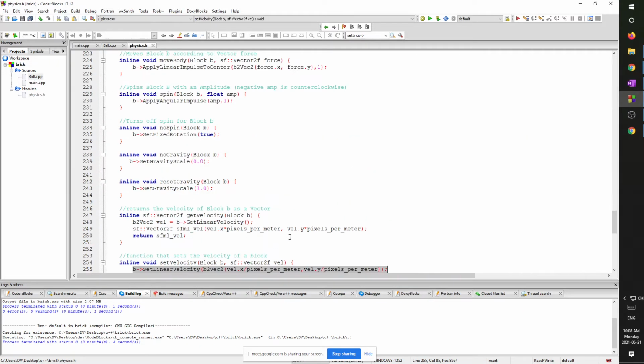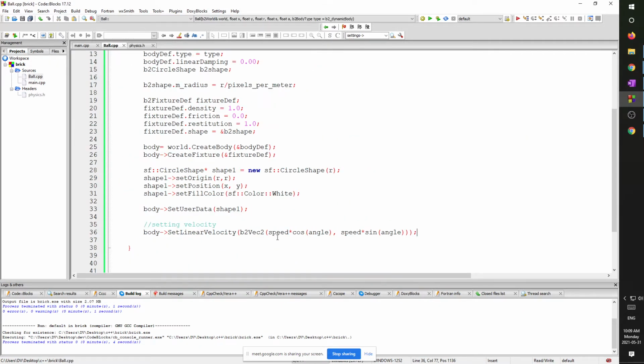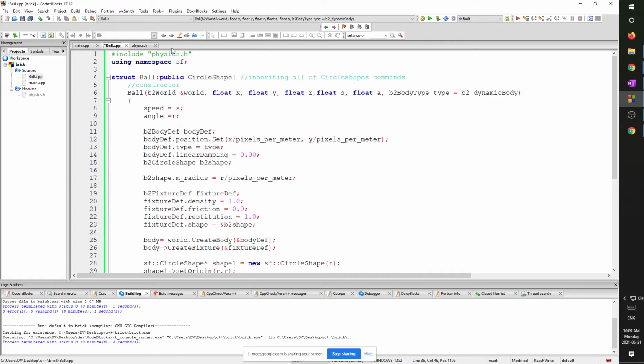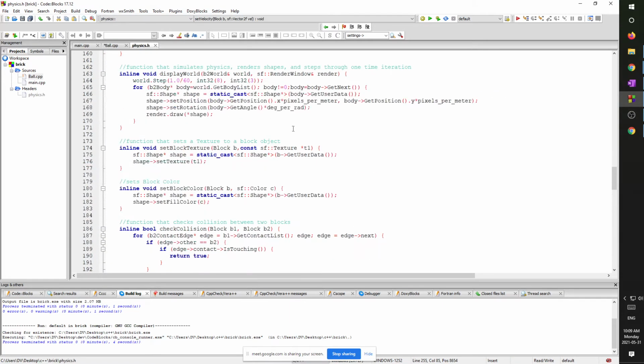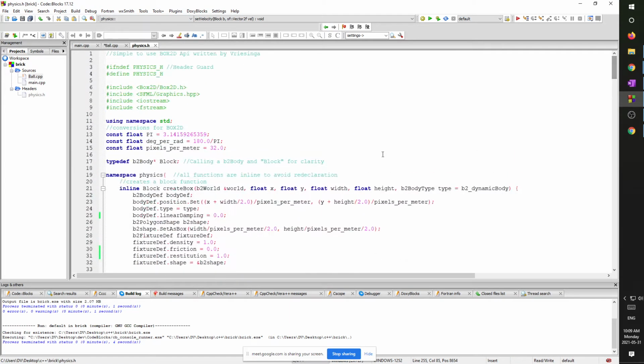So I'm going to slow this down by dividing the speed by this special number. It's a number that's included in Box2D to convert from meters to pixels. It is called pixels per meter. Okay. Notice I also have a constant in here that changes from degrees to radians.